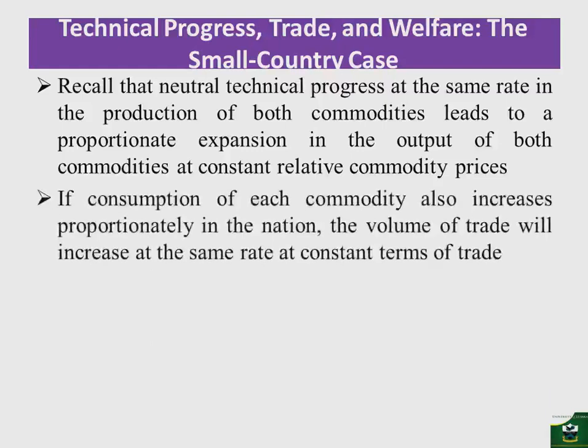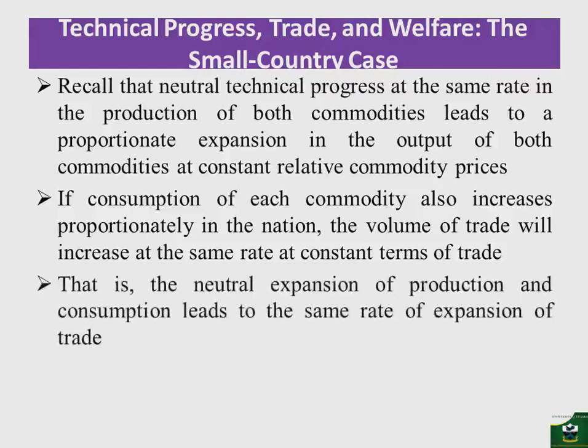Okay, so with that, if consumption of each commodity also increases proportionately in the nation, then it means that the volumes of trade will increase at the same rate at constant terms of trade. Since consumption of the commodity has increased proportionately more in the nation, the volumes of trade will also have to increase. But the increase will be at the same rate because we are looking at neutral technical progress. And what we will note is that the neutral expansion of production and consumption will lead to the same rate of expansion of trade.